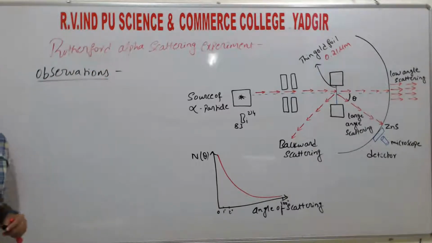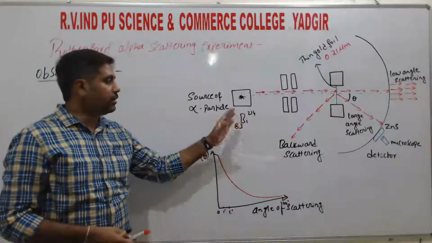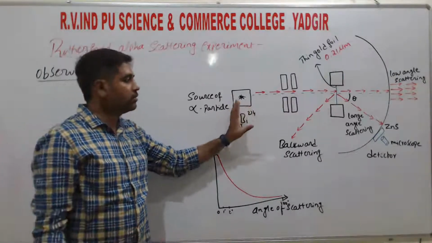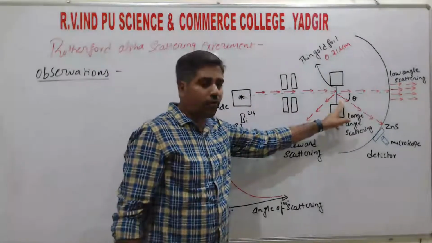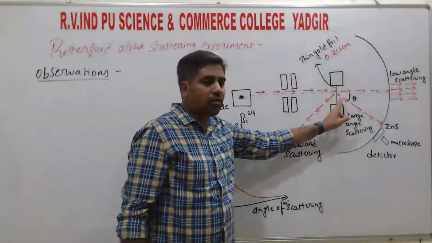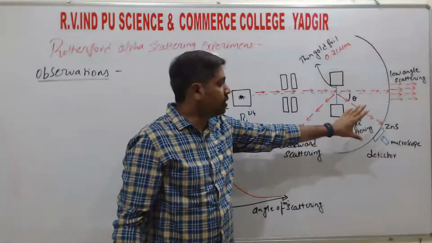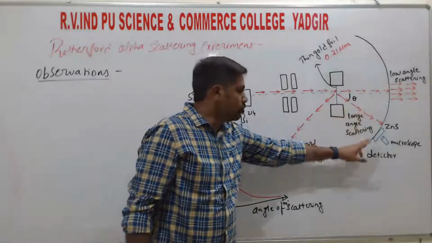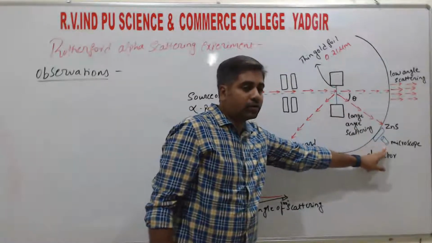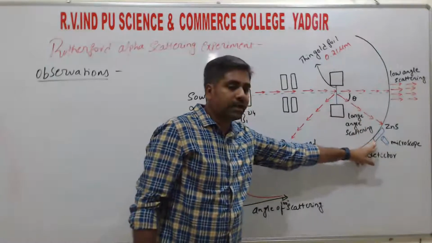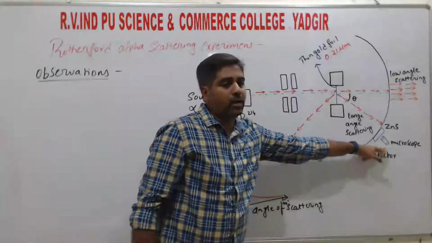So these are the observations made by Rutherford after conducting this experiment. In this simple experiment, alpha particles are made to be incident on the gold foil. After incidence on the gold foil, the alpha particles scatter in all directions. That scattering is observed through a zinc sulfide plate connected with a microscope, because the light flashes incident on the zinc sulfide plate can be observed through the microscope.